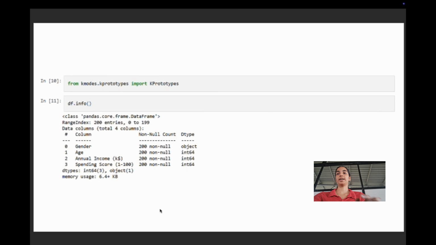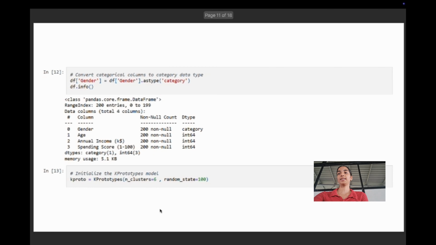So we have implemented the algorithm, and in this step we convert the gender column into category data type using astype category. This helps the K-prototype algorithm recognize which columns are categorical so that it can handle them using the K-modes part of the algorithm. Numerical columns will automatically be handled by the K-means part.